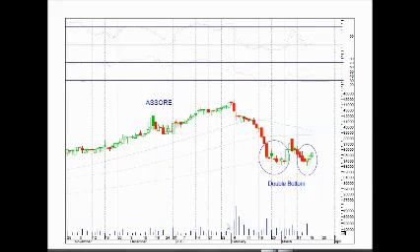Next graph I want to look at is Assore. Assore has taken quite a knock off its highs of about 450 Rand. We did see it selling off quite significantly right down to its 200-day moving average. We do see the graph forming a bit of a double bottom. It bounced off the 200-day but then came back down to retest it and seems to be climbing again. We've got three little rising bottoms there.